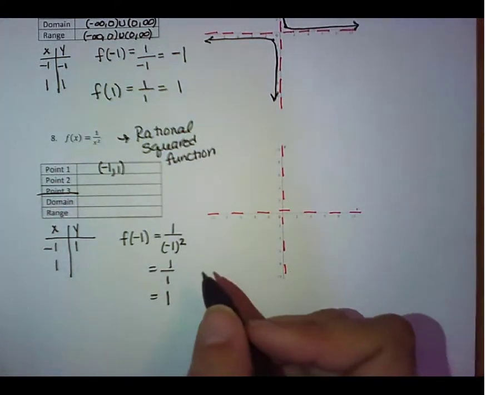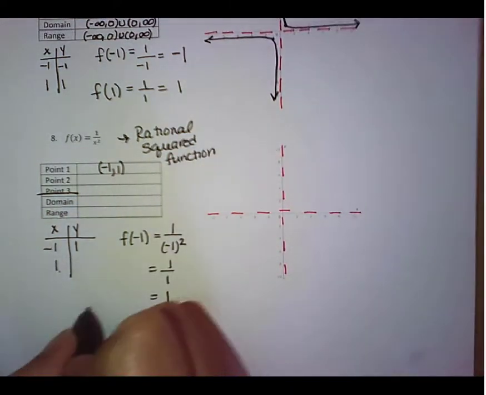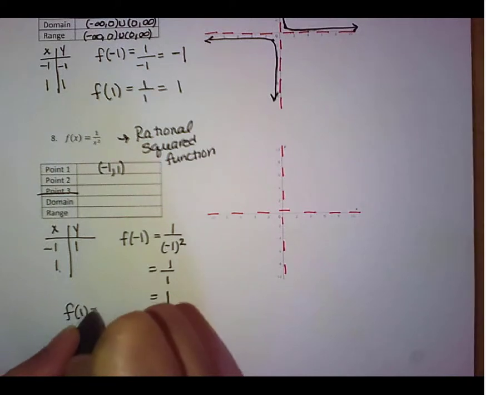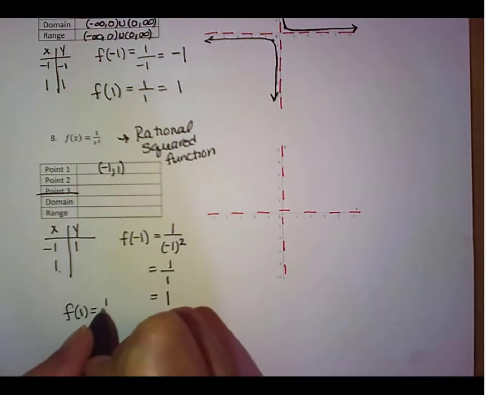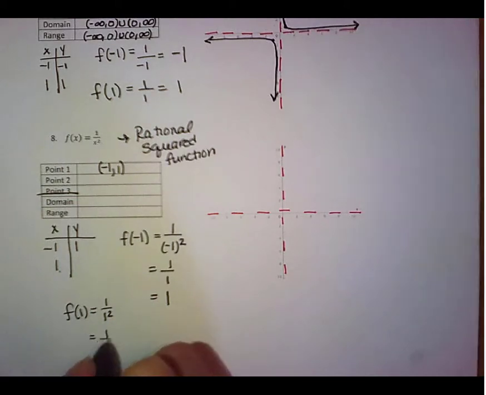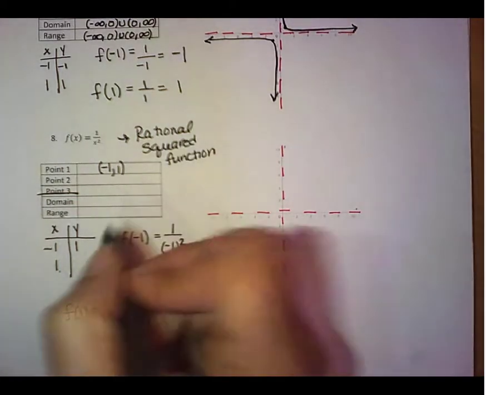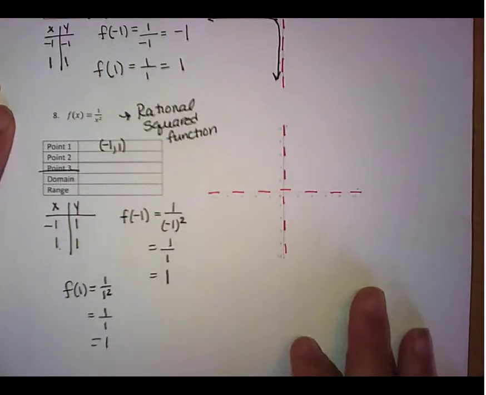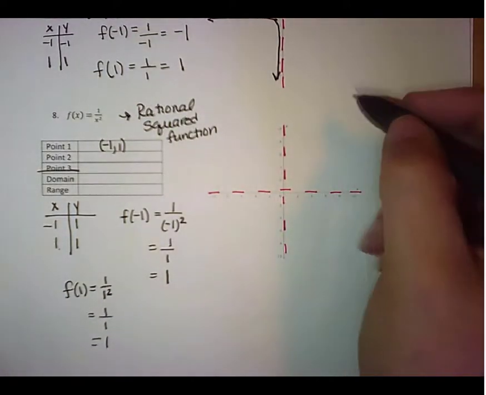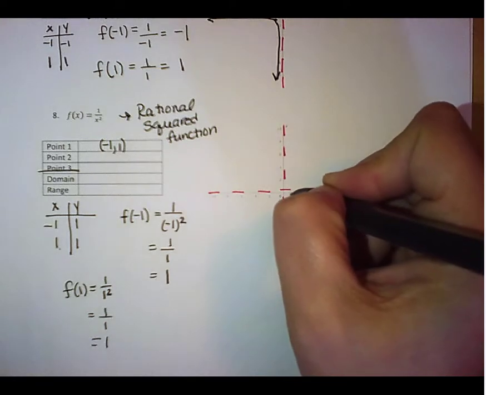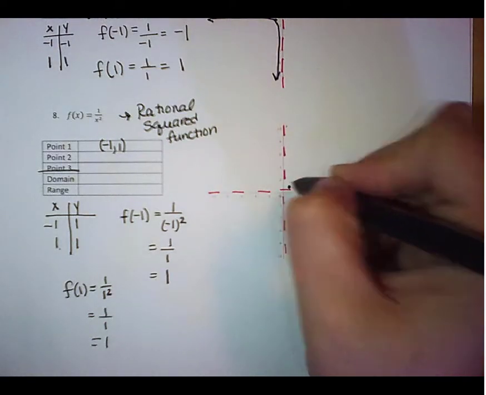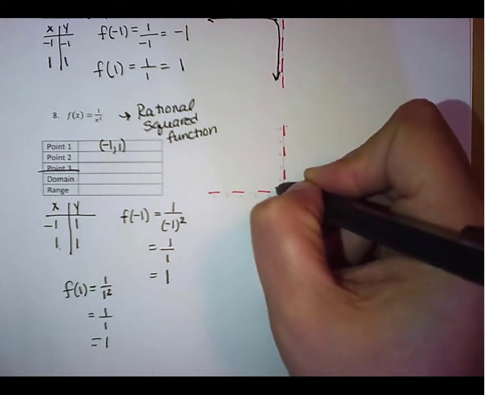Now we're going to do the same thing with f at 1. So f at 1 equals 1 over 1 squared. So that's going to be 1 over 1 again, which is 1. Lots of 1's in that one there. So our 2 points are going to be positive 1, positive 1, and negative 1, positive 1.